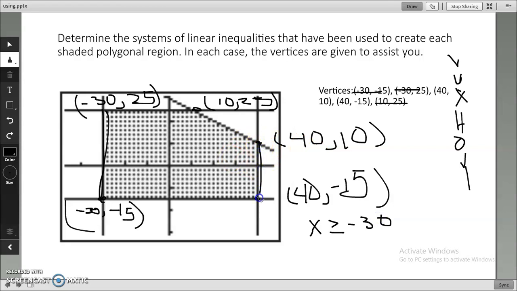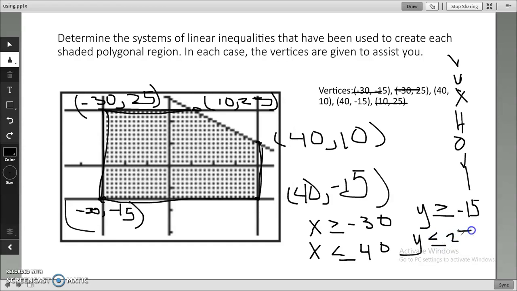We have another one here, another vertical line. So that's going to be X, and this time we have less than or equal to 40. All right, so now we have a horizontal line here, and that horizontal line is at Y, everything greater than or equal to negative 15. And then we have another horizontal line right here, and that's at 25. So Y is less than or equal to 25.